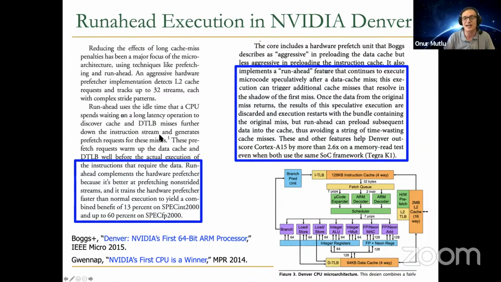And you can see they describe how run-ahead works, and they basically say they get significant performance improvement. So run-ahead complements the hardware prefetcher because it's better at prefetching non-strided streams, and it trains the hardware prefetcher faster than a normal execution to yield a combined benefit of significant percentages, as you can see over here. And again, you can read more over here. So they actually have very, very interesting features that are described in these two papers. Actually, the first paper is more technical. The second paper is a microprocessor report article. And you can read more about how a modern processor does prefetching.